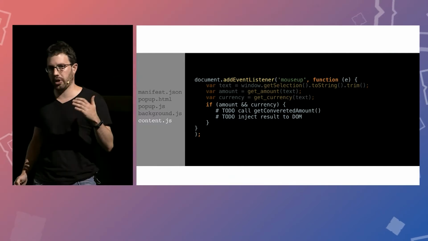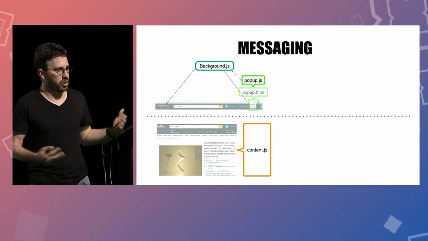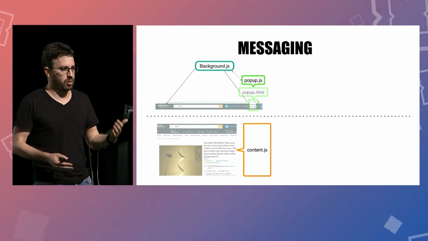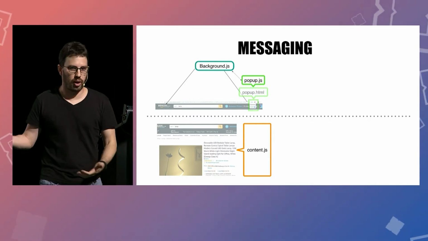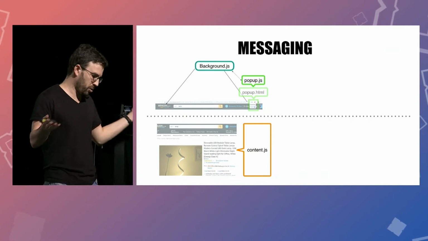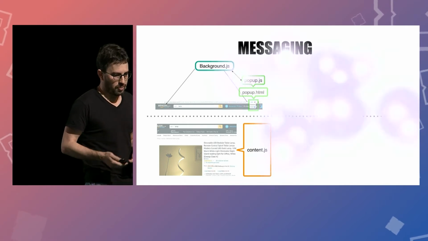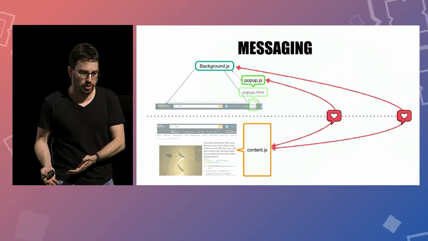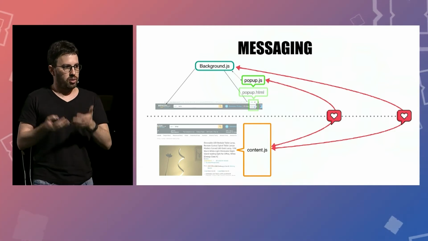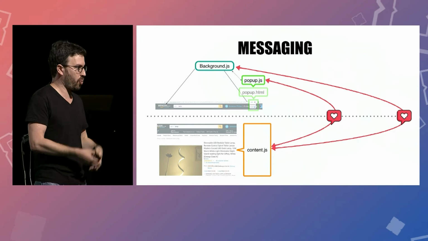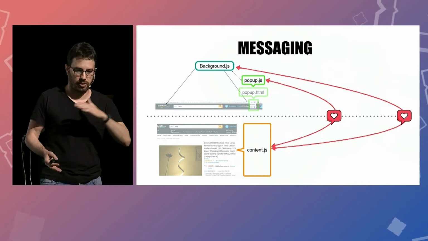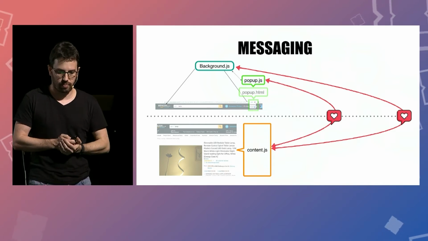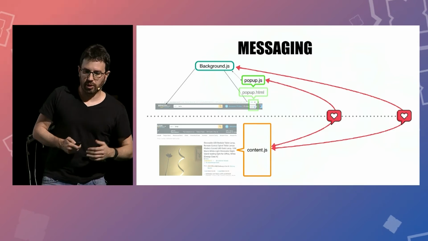But we have some problem here. We talked about two contexts, and we can't call directly from one context to another. So thanks to Google, we have this great messaging mechanism. We can actually send a message from the content to the background, from the content to the popup.js, and vice versa, also on the other side. So let's see how it looks.